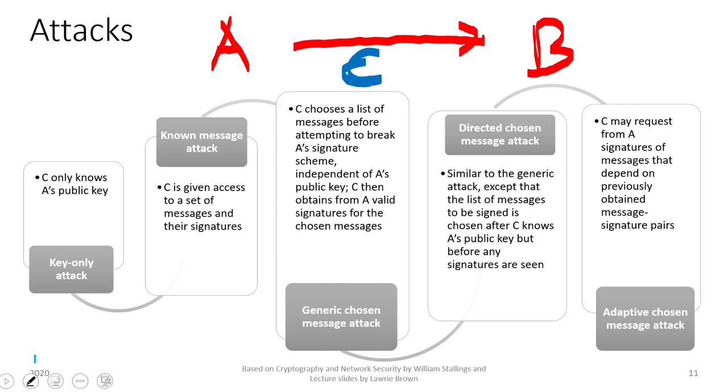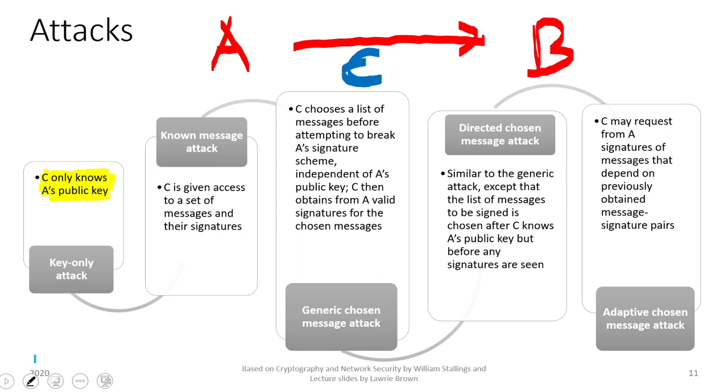One of the things we would call a key only attack is when C, the third party, only knows A's public key. No other information is known, but they know the public key, because the public key is normally known by anyone. It's not a secret. So C can know the public key. So that is the very basic starting point.